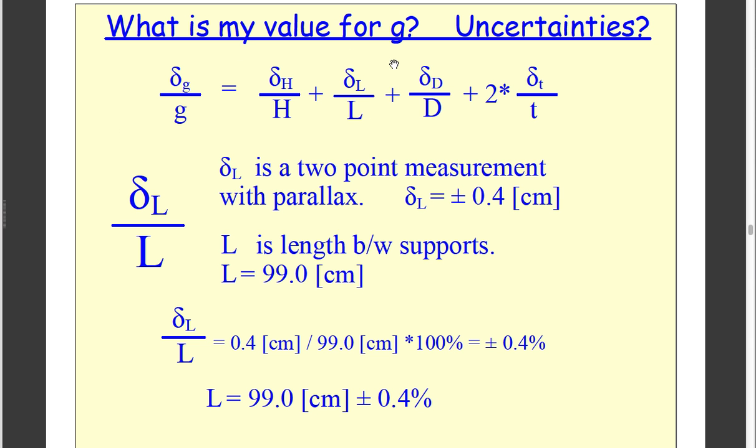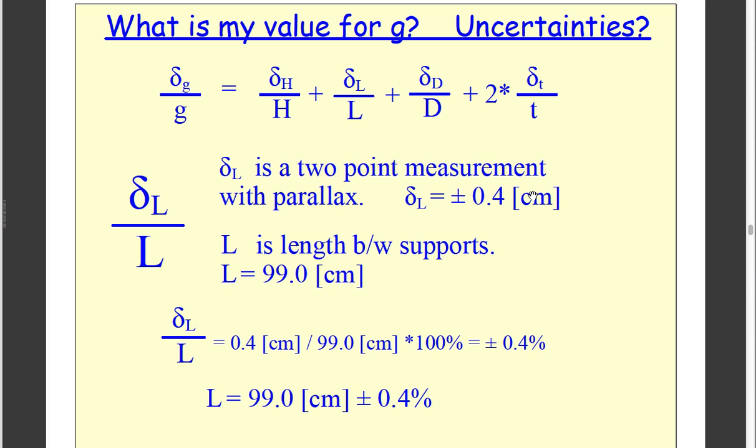Next we'll build delta L over L, the distance between the supports, that length. Delta L is a 2-point measurement. Do you remember that? Because there were 2 legs on the track, and there was parallax with each of those measurements. And you may have gotten a different value, but I got delta L is plus or minus 0.4 centimeters, or plus or minus 4 millimeters.